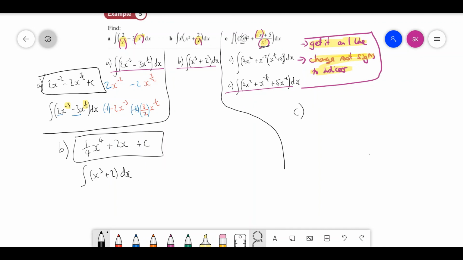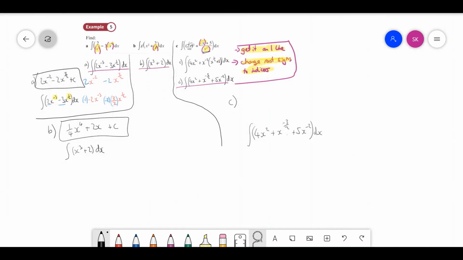For part C, the integral is 4x squared plus x to the negative 3 over 2 plus 5x to the negative 2 with respect to x. I'm going to write my working out for this one because it's a bit more tricky. I'm focusing on these powers. I'm saying to myself, it must be x to the power of 3 originally, because that differentiates to 3x squared. It also must have been x to the power of negative a half originally, because that differentiates to negative a half x to the negative 3 over 2. And it must have been x to the negative 1 originally, because that differentiates to negative x to the negative 2. So you can see my powers are what I was aiming for.